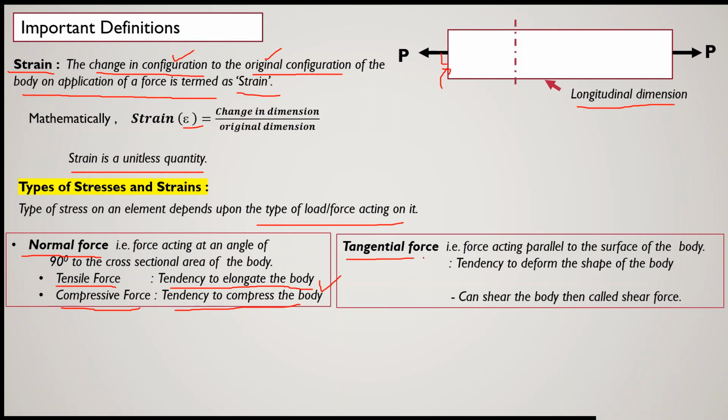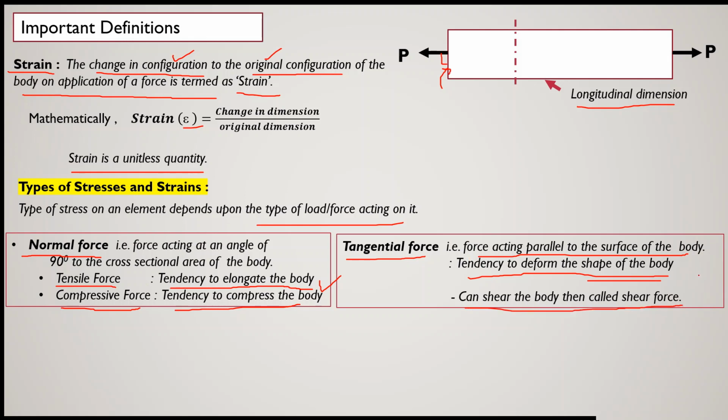Third one is the tangential force. It's very important. The force acting parallel to the surface of the body. Now, if the force is not a normal force, but it is acting on the surface, then it has the tendency to deform the shape of the body. Here, deformation was related to its length, that means longitudinal dimension, but here deformation is to change the shape of the body. So the body can get distorted or it can shear the body.